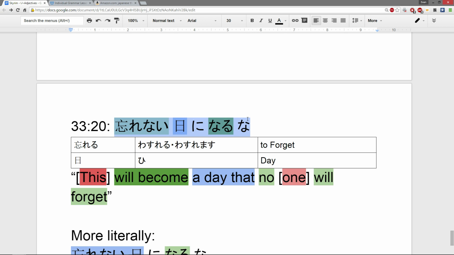Wasurenai hi ni naru na. This not the end is sort of saying, isn't it? Or don't you agree? Or you're sort of saying to yourself, yeah.